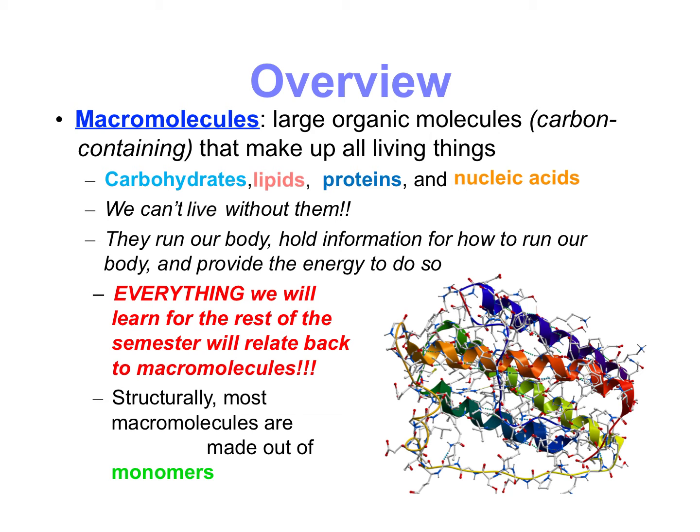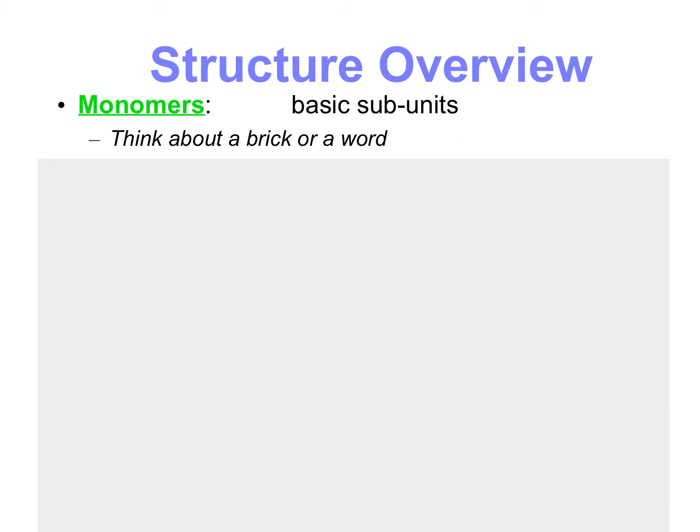So we're first going to look at the structure of them, and structurally, most macromolecules are made of polymers, and polymers are made out of monomers, which we'll talk about what those terms mean more. So we're starting with the basic structure of all macromolecules, whether that is carbs, lipids, proteins, or nucleic acids. So the very first structure we're talking about is the word monomers. And monomers are these small basic subunits. So we want to think about these like bricks or a word.